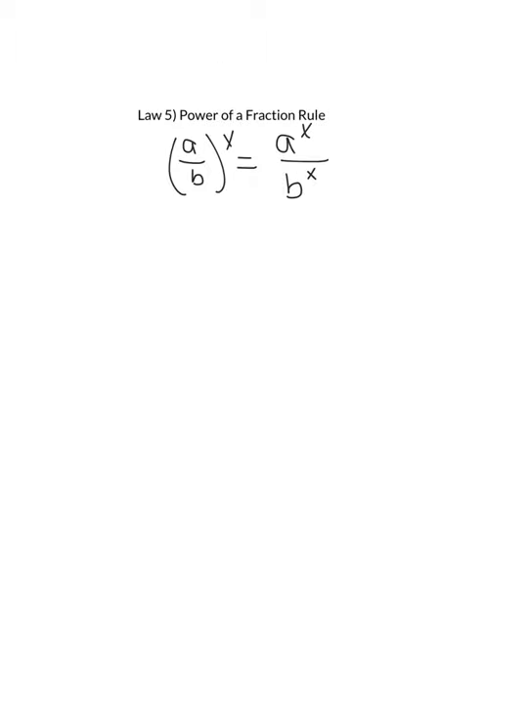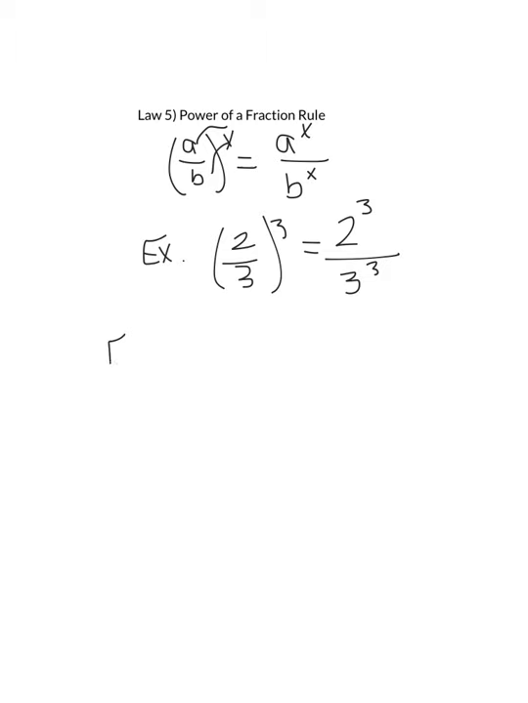My power of a fraction rule says that if I have a fraction raised to a power, then the exponent or the power needs to go into both the numerator and the denominator. So a over b to the x does become a to the x over b to the x. So if I'm talking about examples again, if I have 2/3 to the 3, this does become 2 to the 3 over 3 to the 3, which obviously I could expand a little further or simplify a little further, but I'll just stop here for now.